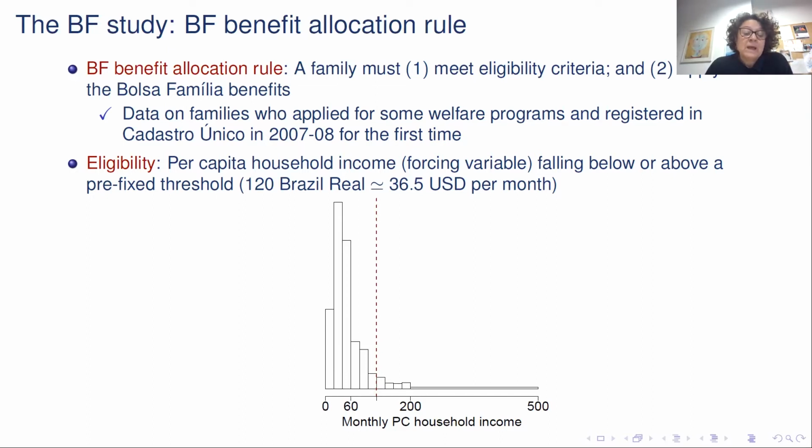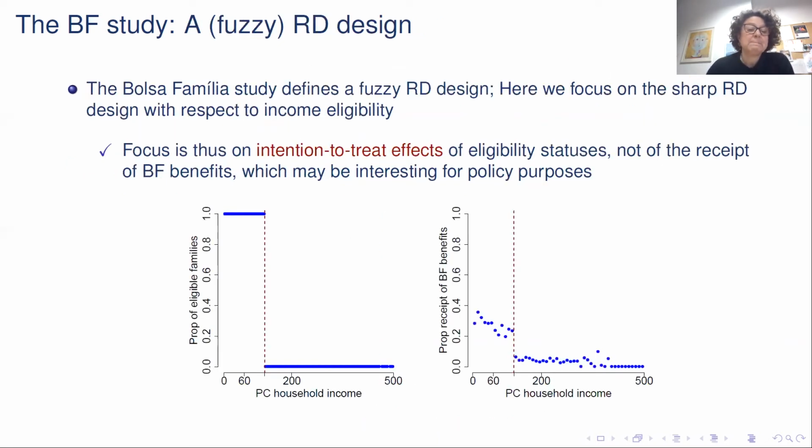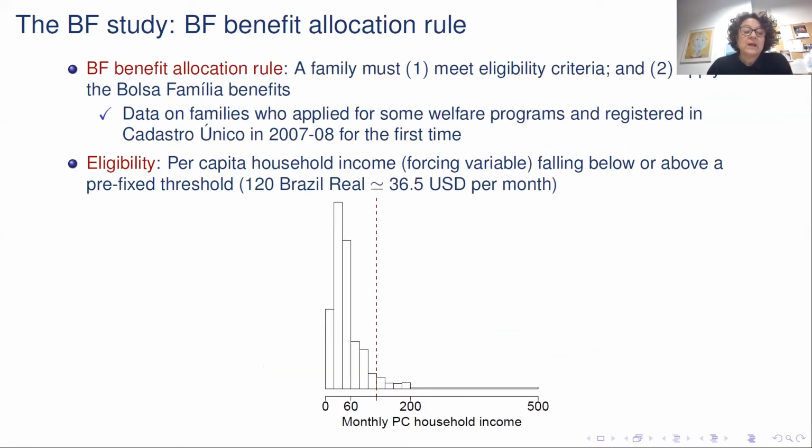So eligibility, again, as I was saying, follows an RDD in that a family is eligible to receive the BF benefit if the per capita household income, which is our forcing variable, falls below a prefixed threshold, which is around 37 US dollars per month. Okay? So 120 Brazilian real.